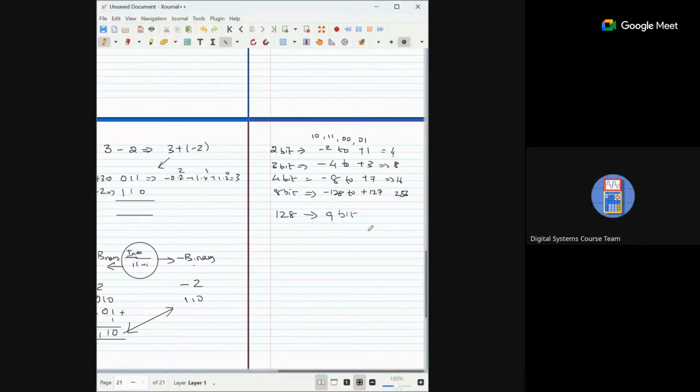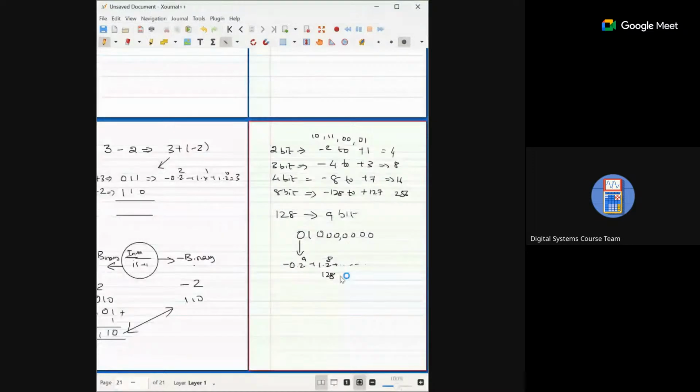Okay, what will 128 be in 9 bits? Normal binary 128 is 10000000. But in 2's complement, it will be 0 10000000. This is the extra bit. I am supposed to put it in 9 bits. So this is equal to what? Minus 0 into 2 power 8 plus 1 into 2 power 7 plus 0 into anything will be 0. Finally, it gives 128.